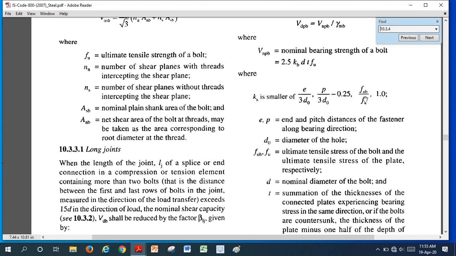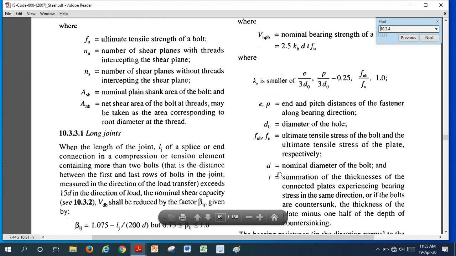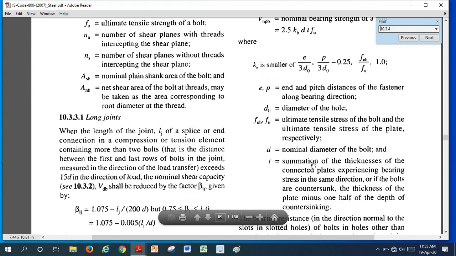fub and fu in this formula: fub is the ultimate tensile strength of the bolt, that is 500 in our case. fu is the ultimate tensile strength of the plate. Here we should take the plate. d is the nominal diameter of the bolt. t we should take based on the different joints and the plate thickness.